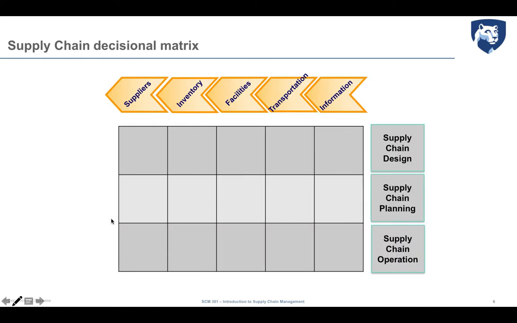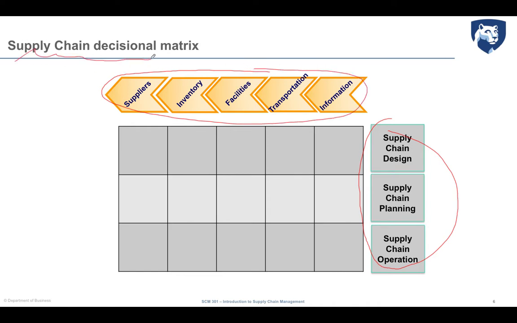We have seen that by combining supply chain management decisions with supply chain decisional nodes, you realize what is called the supply chain decisional matrix, which analyzes how different supply chain decisions, for example a design decision, affect, impact or modify one or more different supply chain decisional objects.